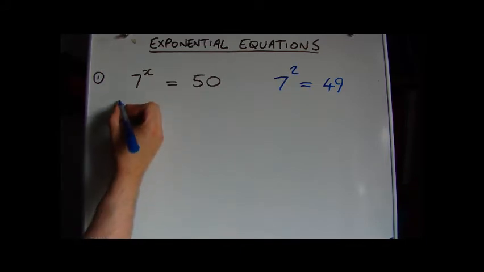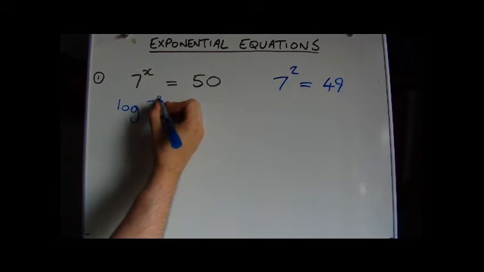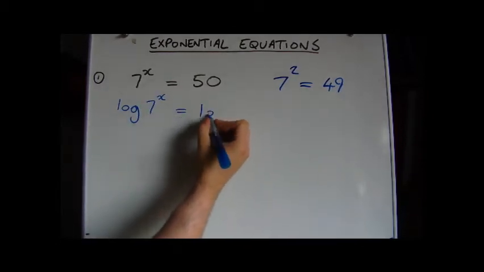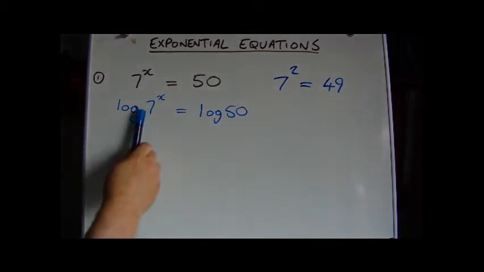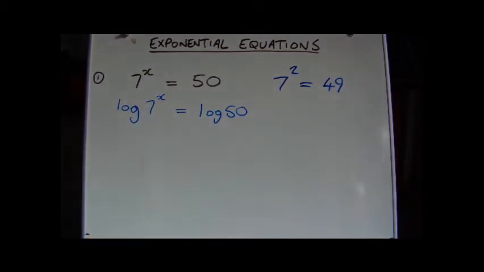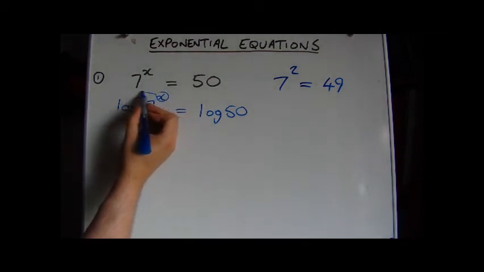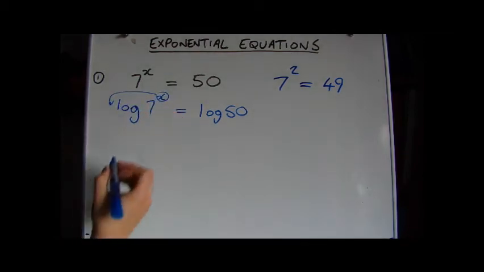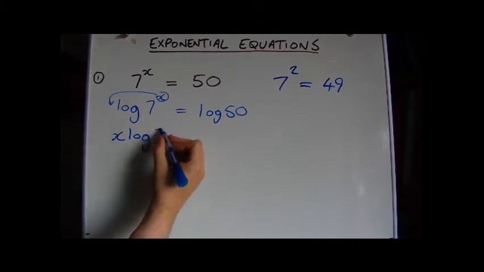We take logarithms of both sides to begin with. So log 7 to the power of x, and we do the same on the other side. Now I haven't said what base of logarithm we're using. It doesn't actually matter. We use one of the rules of logarithms to move the power to the front, so we can linearize the equation like this.